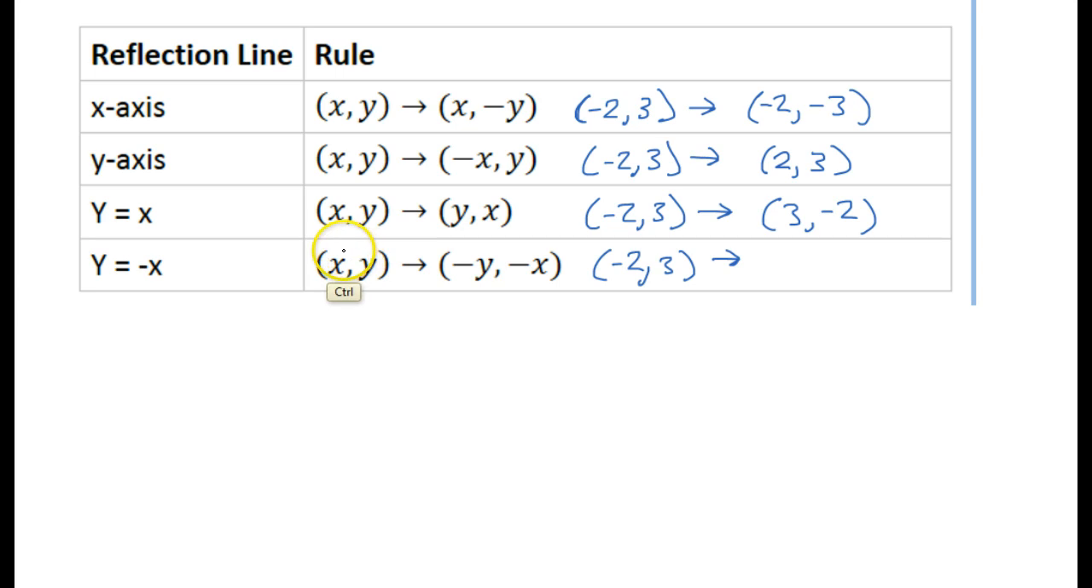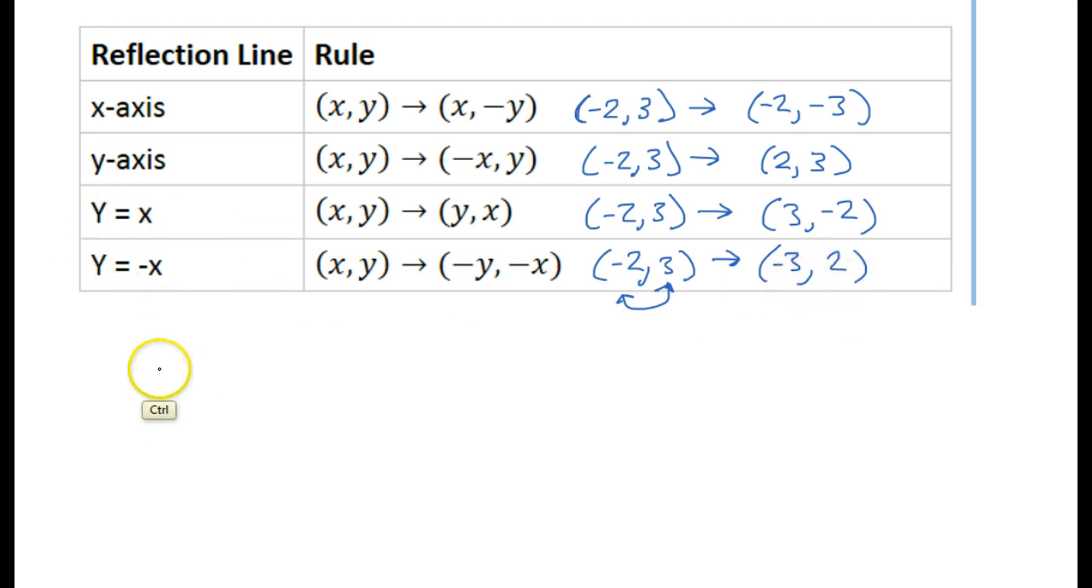And then if I want to do a reflection over the line y equals -x, notice that both of these have negatives in front of them. That means we're going to change both signs, and we're going to reverse the order. So when I reverse the order, the 3 is going to come over here, but I'm also going to change the sign, so it'll become a -3. The -2 will go over here, but I'm going to change the sign so it will become a +2.